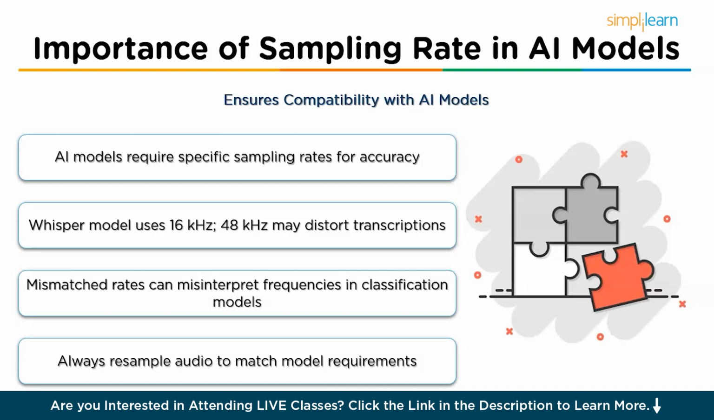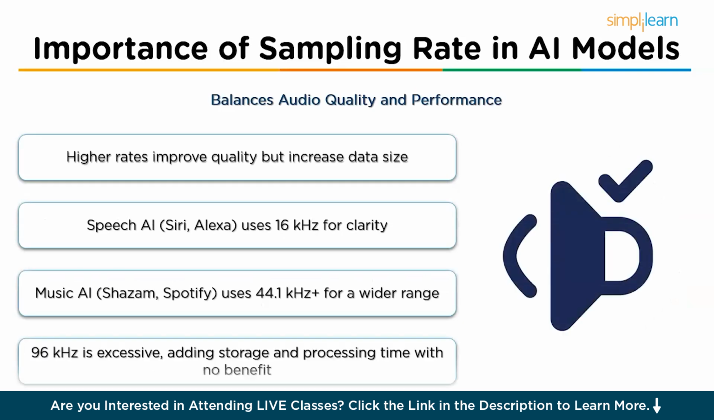So if your input audio doesn't match, the model may misinterpret frequencies or struggle to classify sounds correctly. So always check the required sampling rate for your AI model and resample your audio if necessary. Next comes balancing audio quality and performance. Higher sampling rate means better sound quality, but also more data to process. So AI models need to balance quality and efficiency, so they typically don't use very high sampling rates.